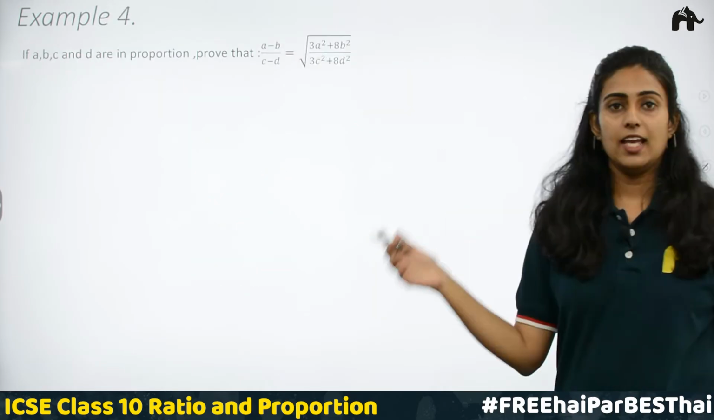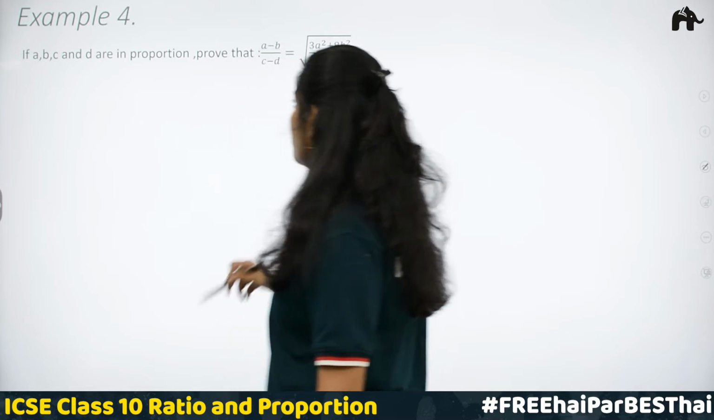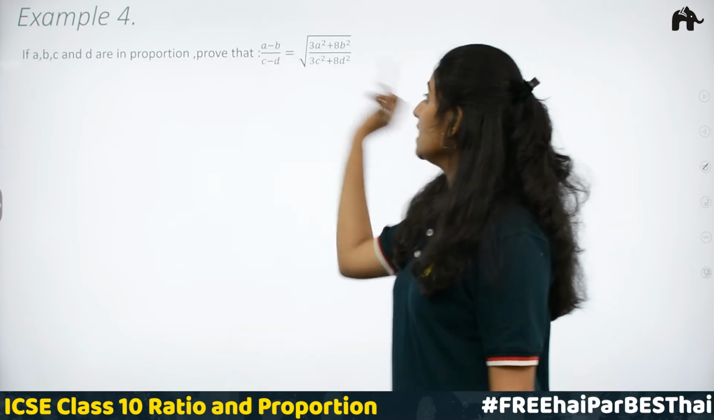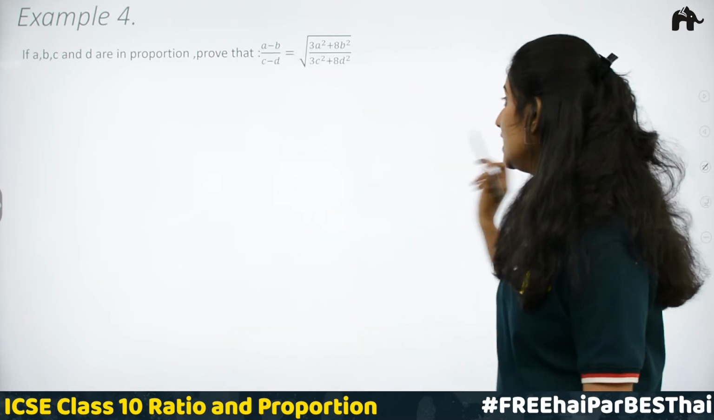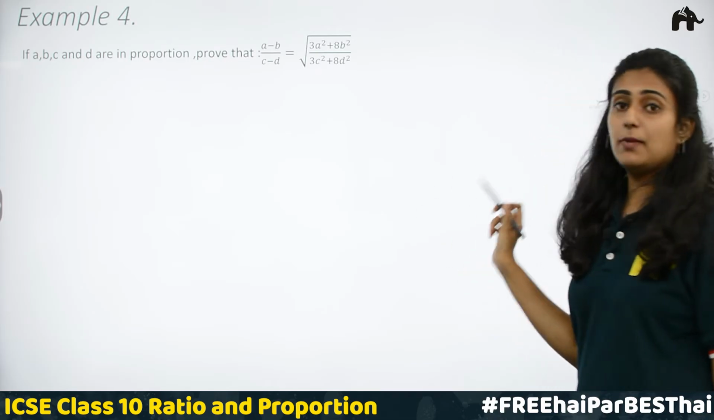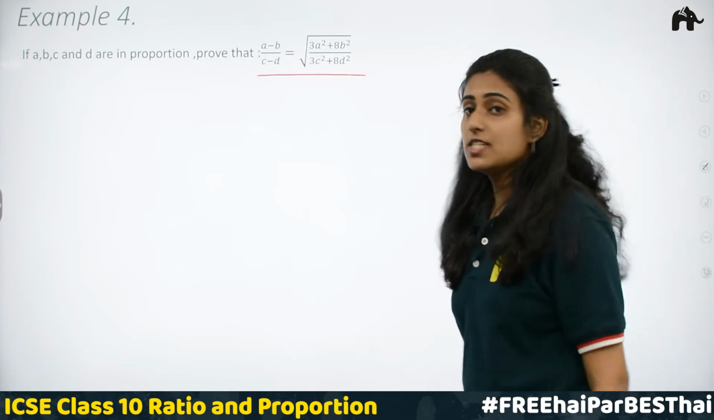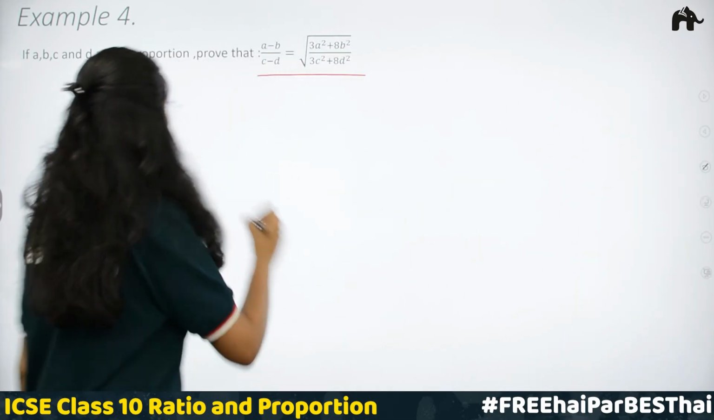Okay, clear? Example 4. If A, B, C and D are in proportion, prove that A minus B divided by C minus D is equal to root of 3A square plus 8B square divided by 3C square plus 8D square. Here, we are using a new method which is called K method.